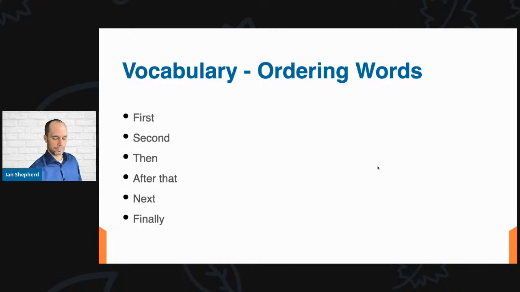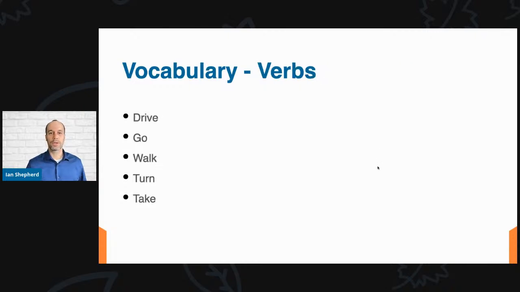So verbs, these are the things you do. These are the ways that you travel from one place to another. So you can drive there in your car. You can just go. Go means maybe you're driving, maybe you're walking, maybe you're biking. It doesn't matter. We can use go for any of those situations. Maybe we say walk. Walk down King Street for 5 minutes and you will get to your destination.